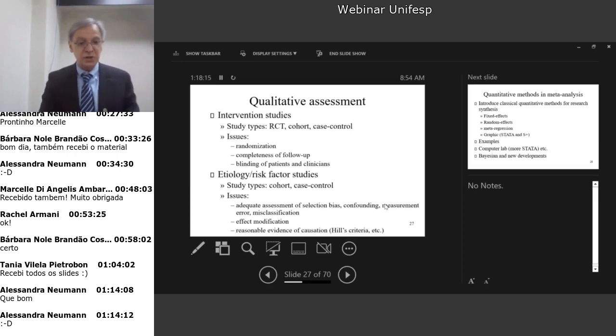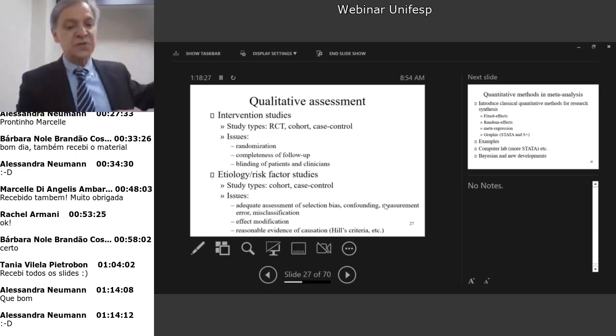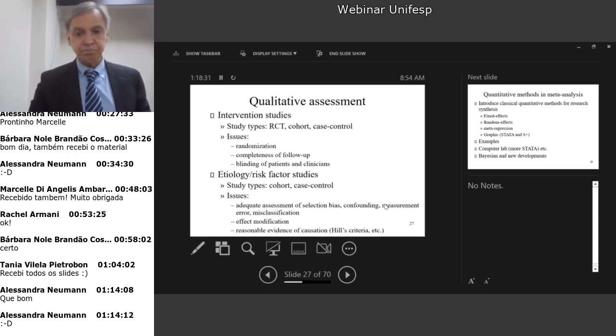Effect modification, you need to explain that in your original studies. You know, what are you expecting? Reasonable evidence of causation in the studies. And you do the same with the meta-analysis, because you just amplify what each of the original studies gave you. That's what you're doing in a meta-analysis.